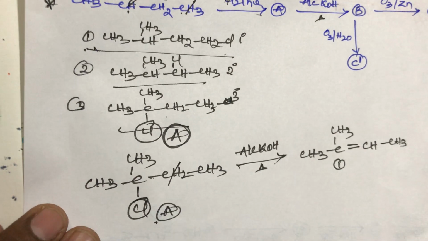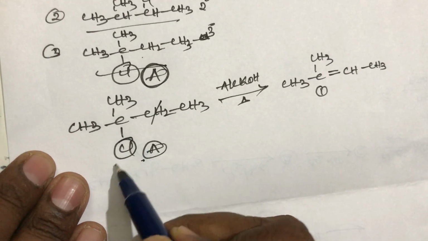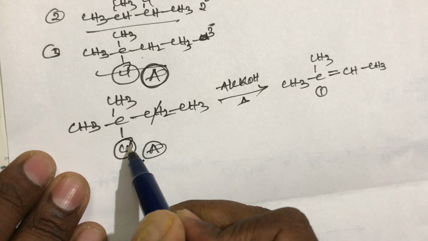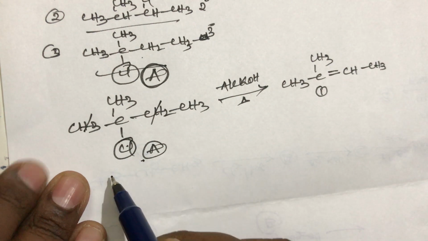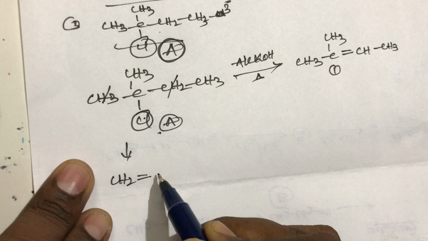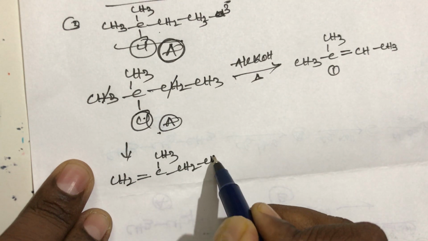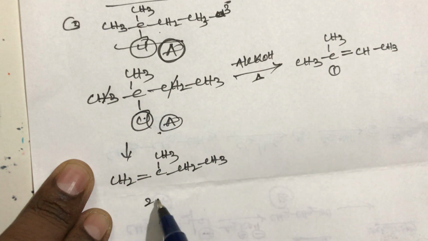Here also 2 types of product will be produced, student. Chlorine from here, hydrogen from here, and chlorine from here and hydrogen from here is also possible. So this is also one product that will be produced, that is CH2 double bond CH3, then CH2, then CH3. This is product 1, this is product 2.